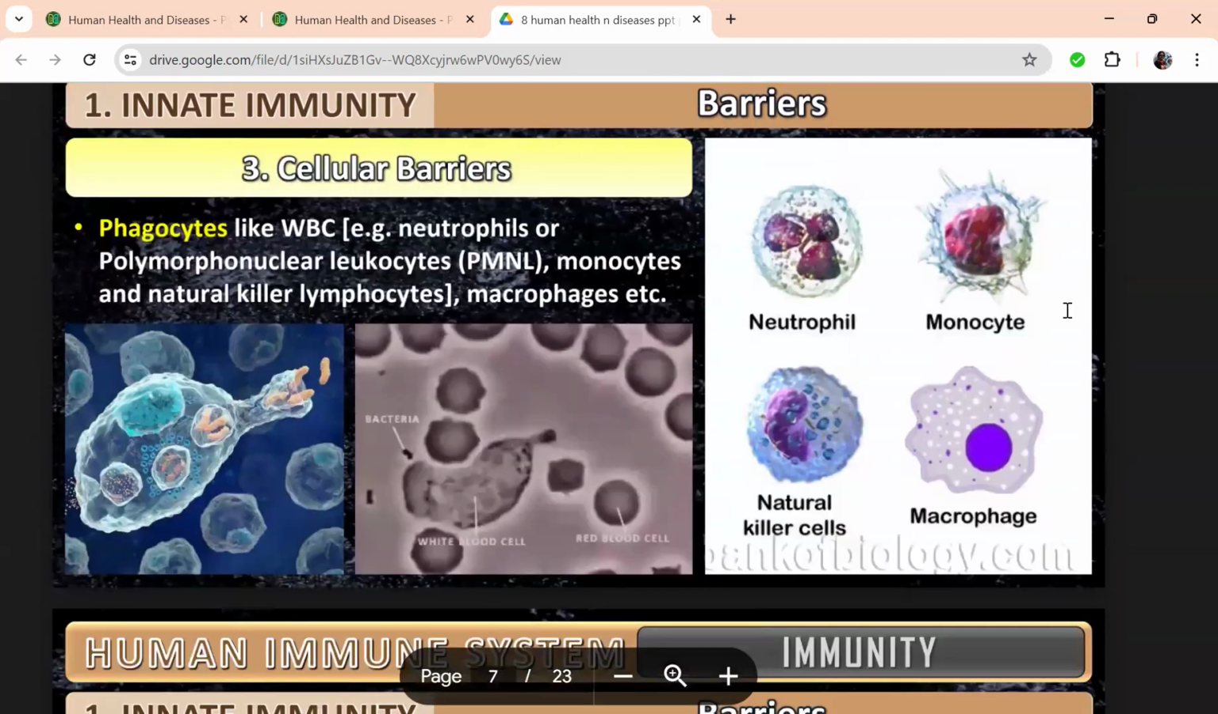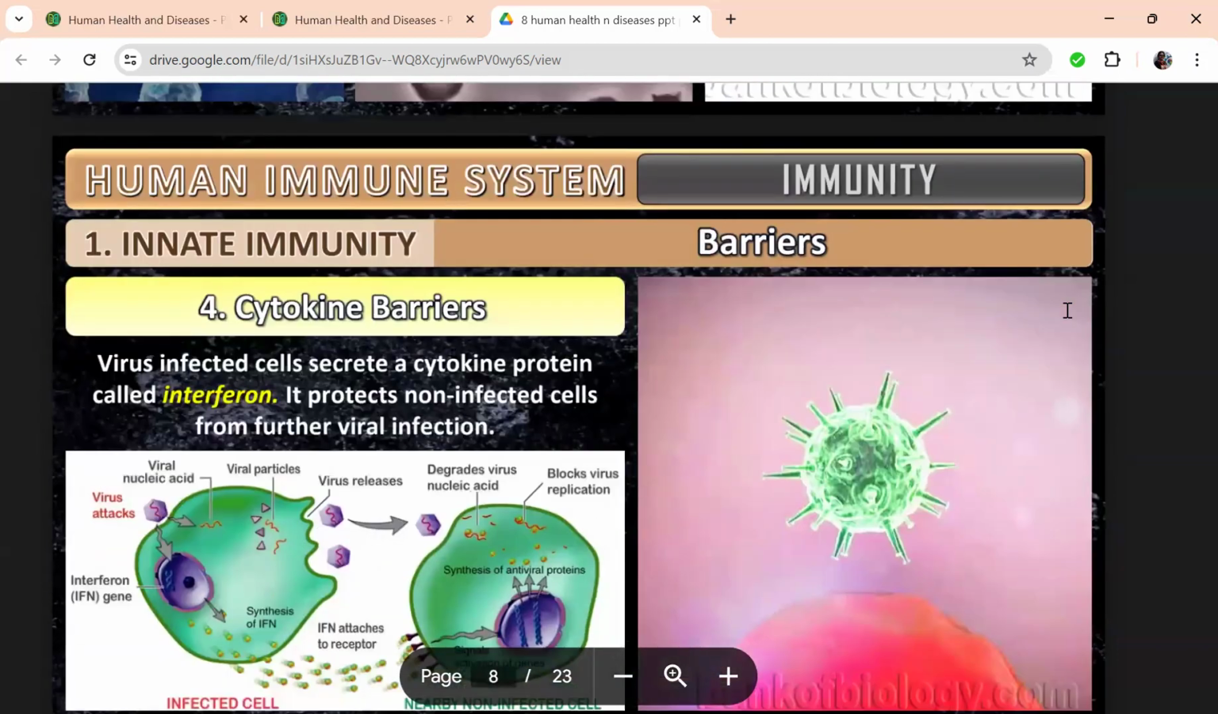Next, we are coming to the cellular barriers. Cellular barriers are like white blood cells. What is the main function of white blood cells? It is to fight against diseases. We know it from a very young age. So they are phagocytes like WBCs, polymorphonuclear leukocytes, that's PMNL, monocytes, and NK lymphocytes, that's natural killer cells, macrophages, etc., which are going to fight against various diseases. So we have neutrophils, monocytes, natural killer cells, and macrophages, which are going to fight against the antigens which have entered.